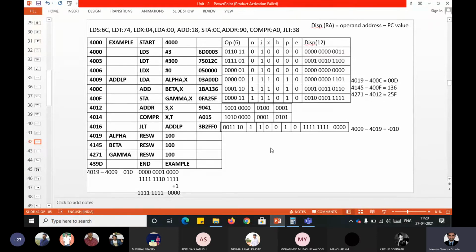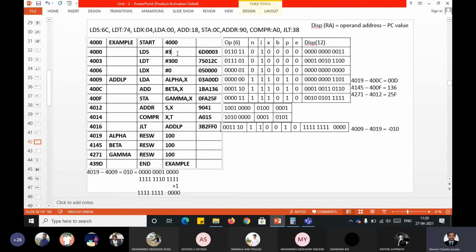Students, any doubts still here before we go for generating the object program? Students, any doubts? Can you explain once again displacement of an immediate addressing mode, sir? For which instruction you are talking about? Any instruction of immediate addressing mode. Yeah, so here you can observe 3, 300 and 0. These three belong to the immediate addressing mode.